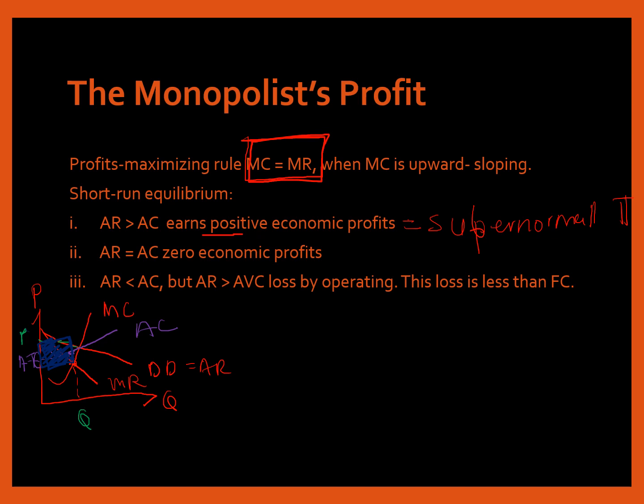Tapi kalau for the second case, the AR is equal to AC. So ini adalah a normal profit lah. Okay, normal profit. Okay, and then the third case is when the AR is lesser, tapi AR is bigger than the AVC. So it means that you lost, memang you lost starting point, tapi di sini, okay, you still boleh continue you punya business. Kenapa? Sebab AR ini lagi besar daripada AVC.